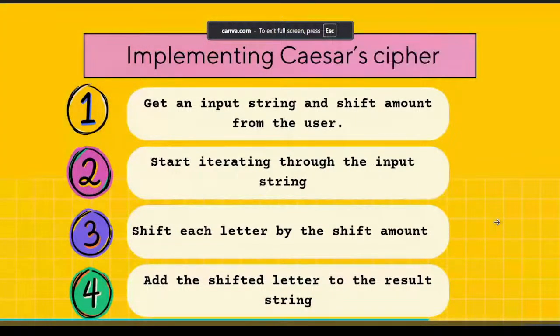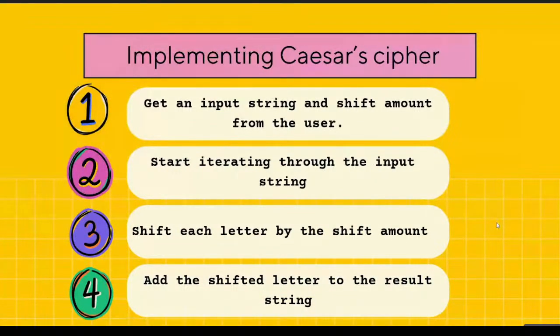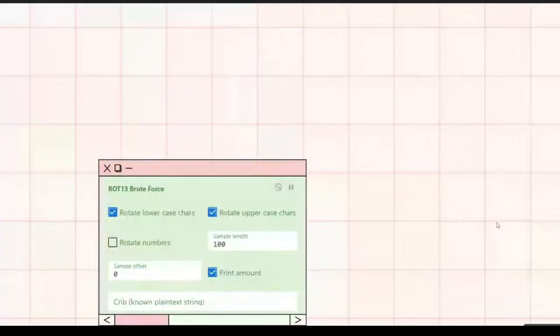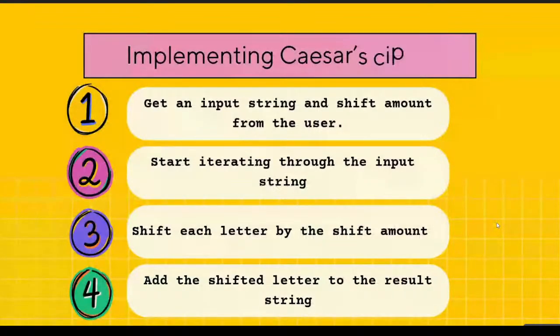So when you're implementing Caesar cipher by yourself, let's say you want to make the cipher, you have to first get an input string and the amount that we want to shift it by. And then we start iterating through the input string and shift each letter by the shift amount, and add the shifted letter to the result string. That is what I just showed you in Python. Okay.